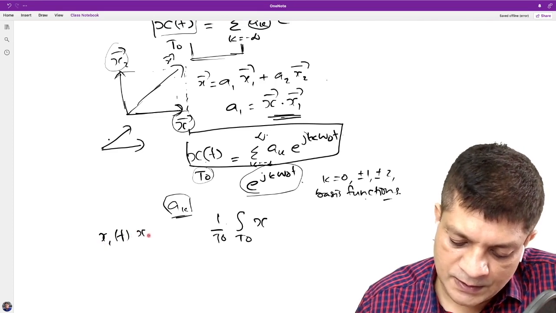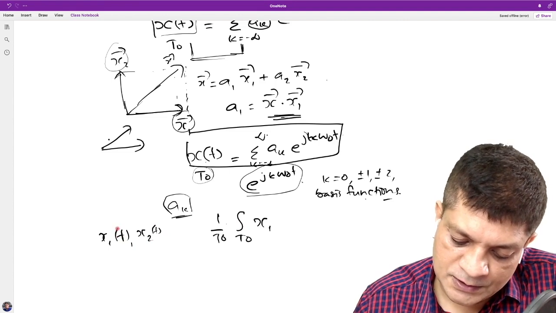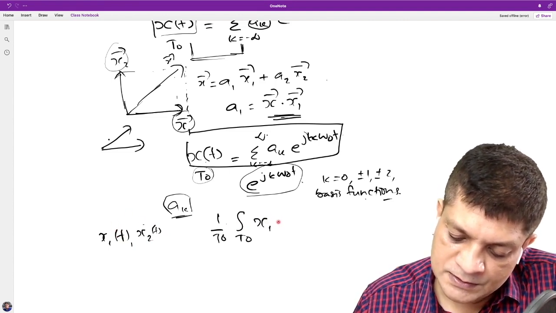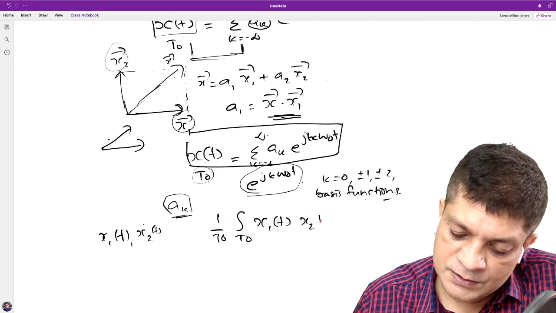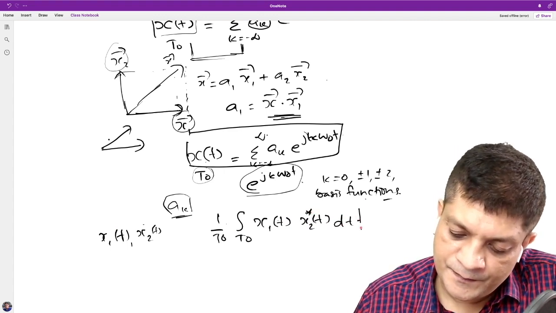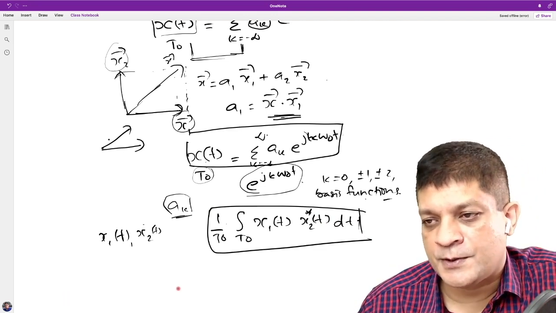Consider two complex valued functions x1(t) and x2(t). Then the projection of the first function onto the second is defined as the integral of x1(t) times the complex conjugate of x2(t). That is the projection operation.